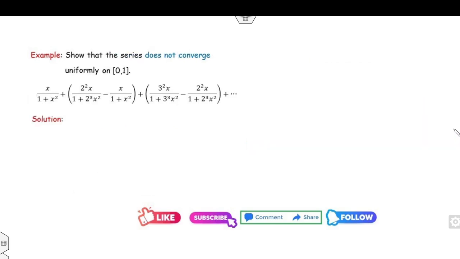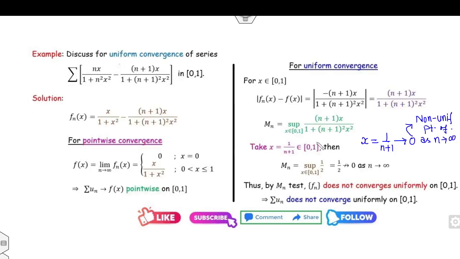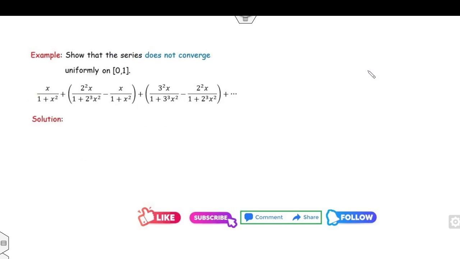Look at this next example. You may use as the second method also, like y is equal to something. Fine, I will explain that with the help of this example. This is my u1, this is my u2, this is my u3, and so on. Can you write the un?